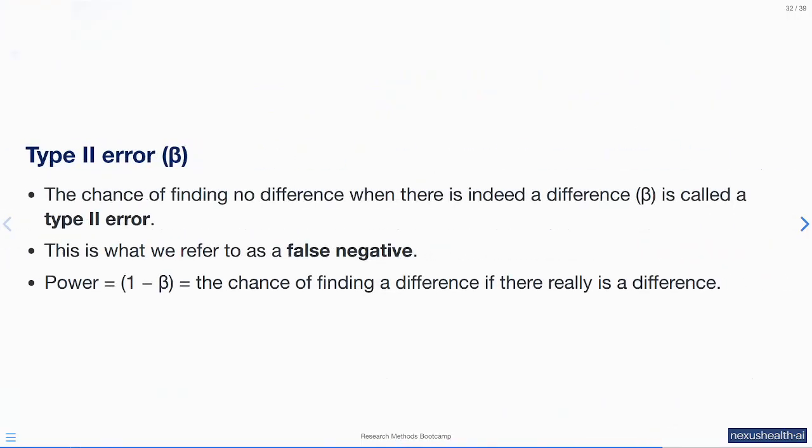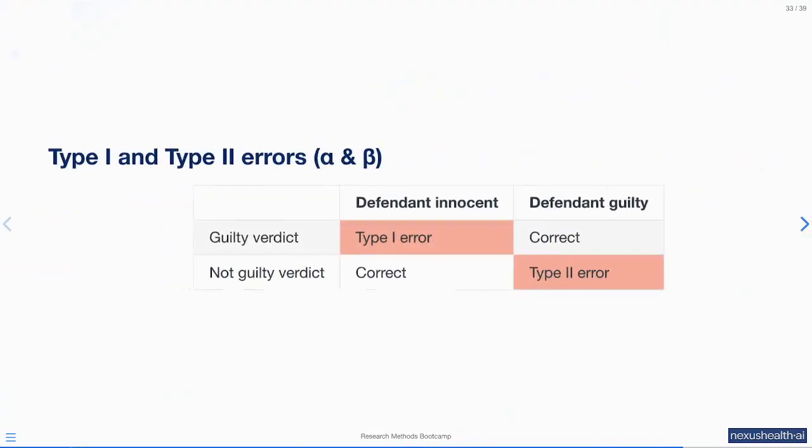The type 2 error, represented by the Greek letter beta. This is the chance of finding no difference when there is indeed a difference. Beta. And this is called type 2 error. This is what we refer to as a false negative. Power is the complement of beta. It is the chance of finding a difference if there really is a difference.